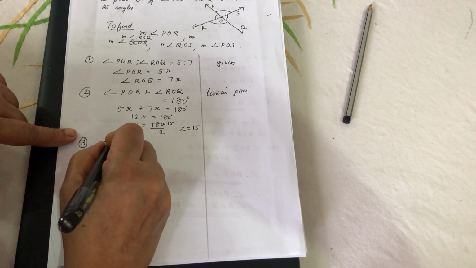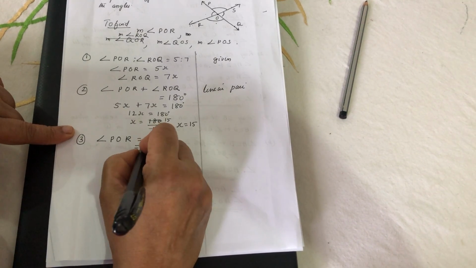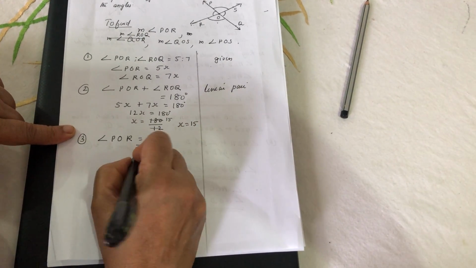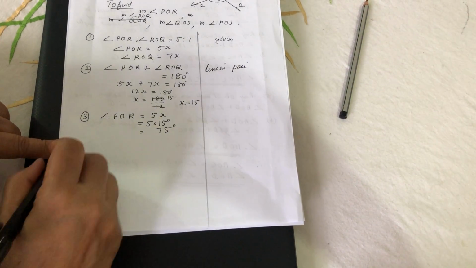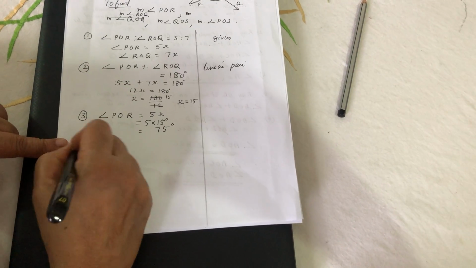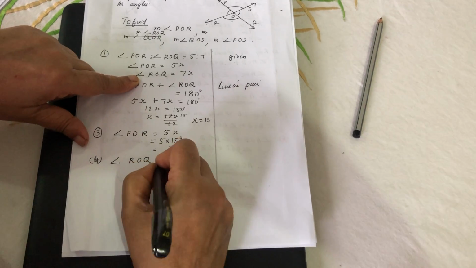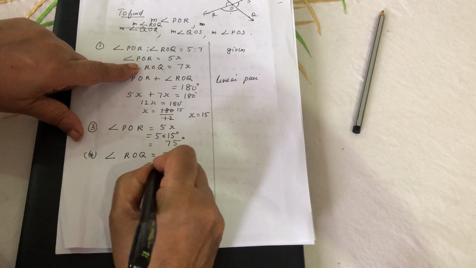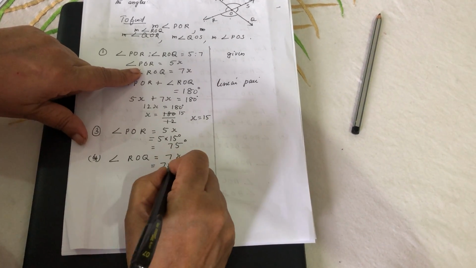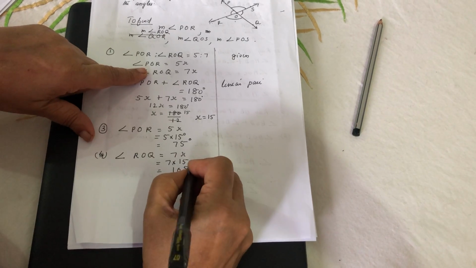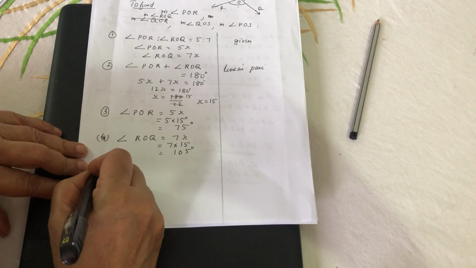Third one, what is the angle POR? That is 5x. So it is 5 into 15 degrees, 75 degrees. Then fourth one, you can find angle ROQ. ROQ is 7x, 7 into 15, so it is 105 degrees.